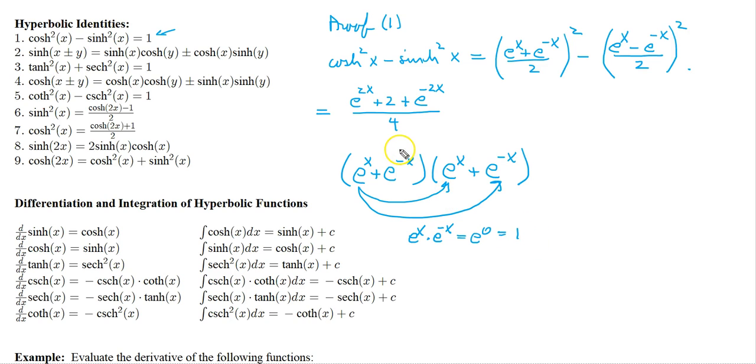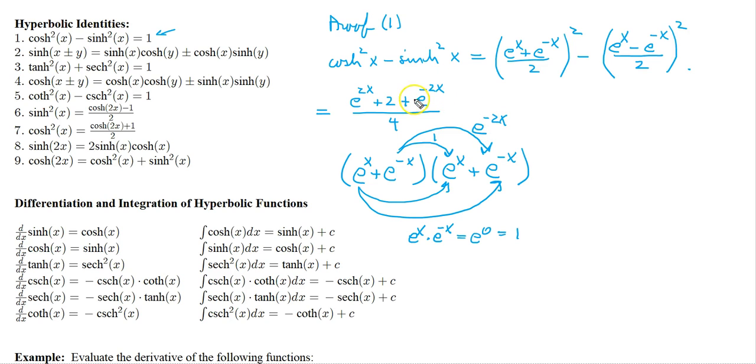And then when we go this term, e to the negative x times e to the x, we get back 1 again, and e to the negative x times e to the negative x, that's going to give us e to the negative 2x.